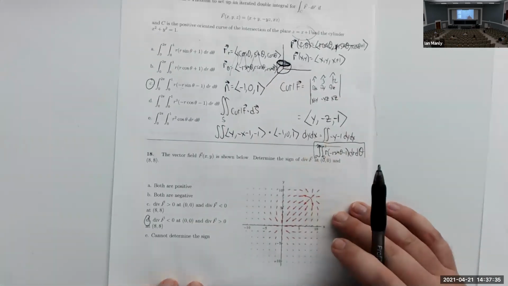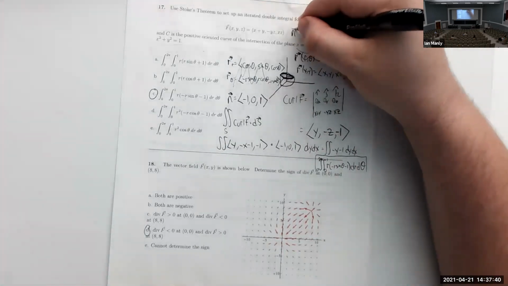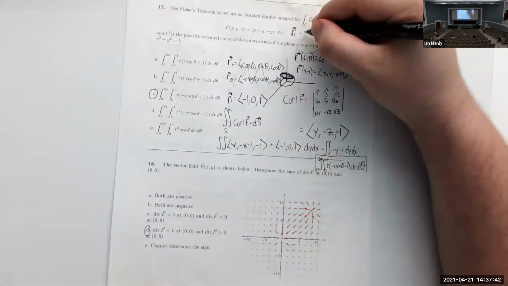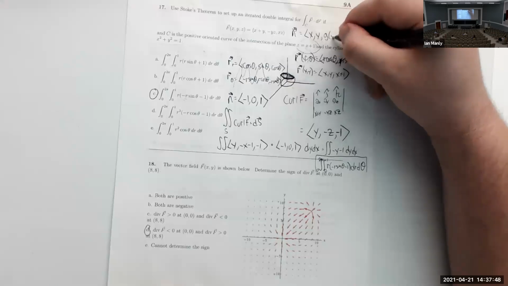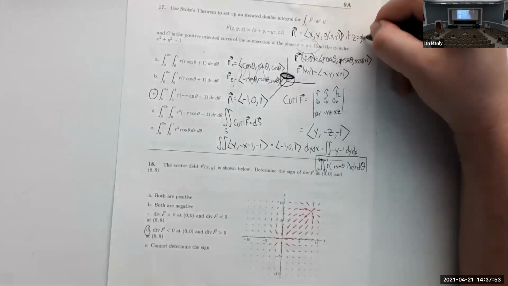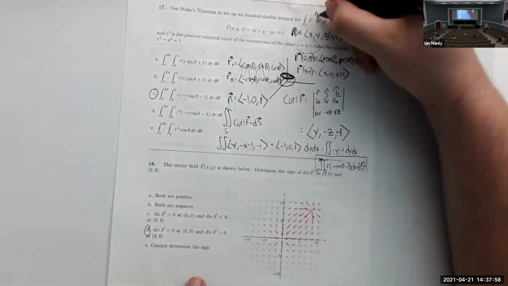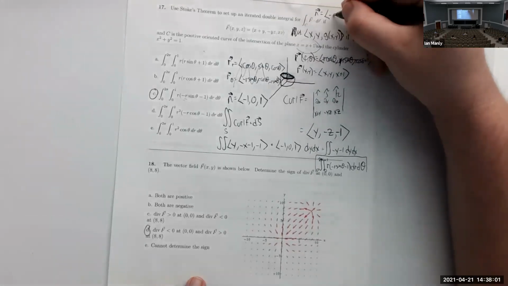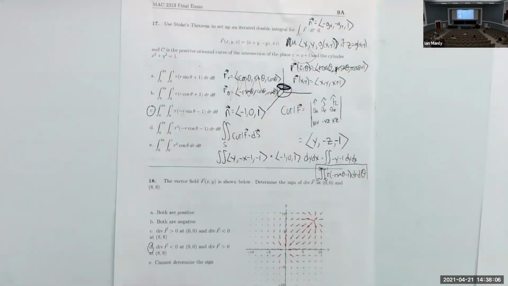How do I get the normal vector again? Whenever you have z as a function of x and y, this is definitely an important one. You can use this parameterization: x, y, and g of x, y. And then the normal vector will be negative g_x, negative g_y, and 1. So you can always do that if you have z as a function of x and y.